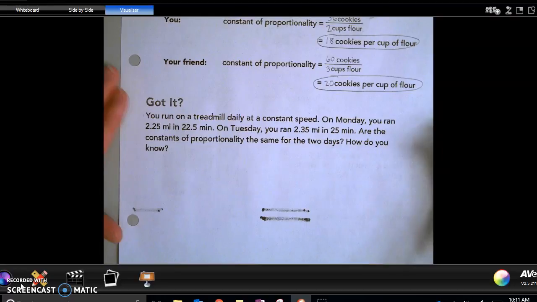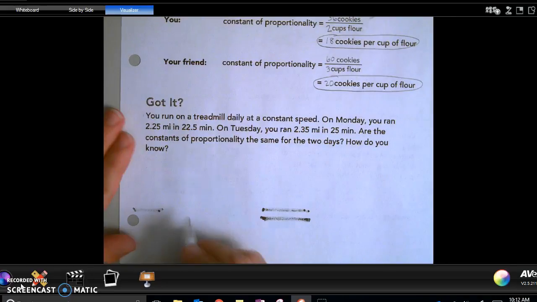All right, and finally for you to work on your own, I have one last Got It question. This is a chance for you to see if you've got it. After you finish this question, you can log into Digits and do your 2.3 homework. You run on a treadmill daily at a constant speed. On Monday, you ran 2.25 miles in 22.5 minutes. On Tuesday, you ran 2.35 miles in 25 minutes. Are the constants of proportionality the same for the 2 days?